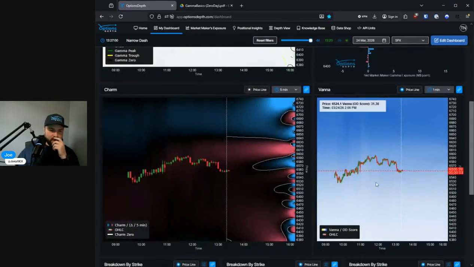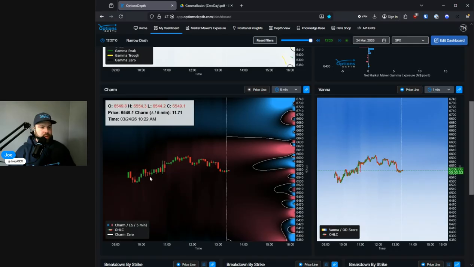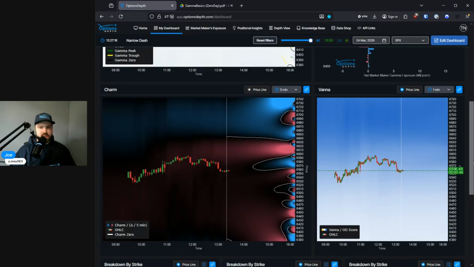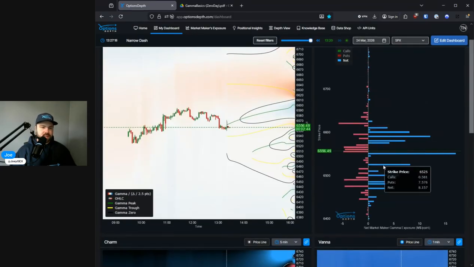I want to go and look at charm. So with charm, what we're looking at is how a dealer's book changes with respect to time. My colors are different. The blue is the same, but I changed the yellow to this pink so it can stay coordinated with how I look at the gamma bars. And all of this is changed.